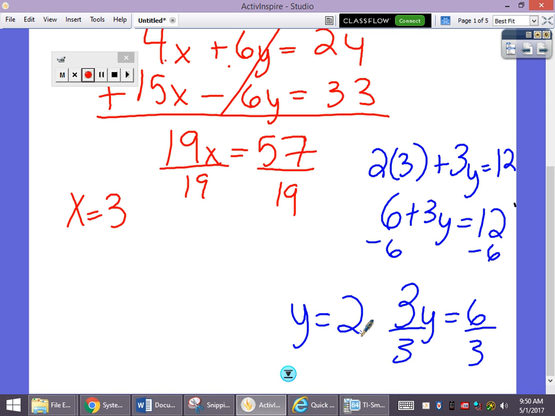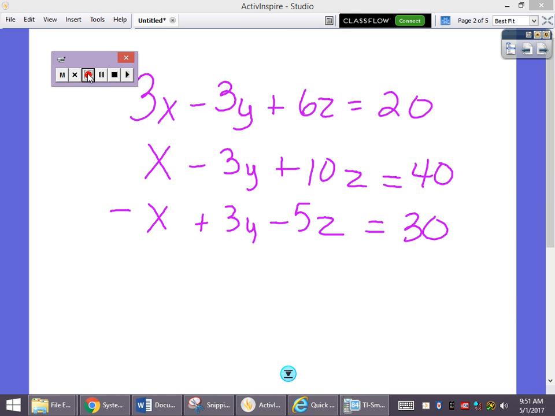Okay. So now I'm about to stress you out. Oh my goodness, I'm about to scare you. All right. So now I've gone from 2 variables, 2 equations to 3 variables, 3 equations. All I need you to do is copy this down on your note paper.